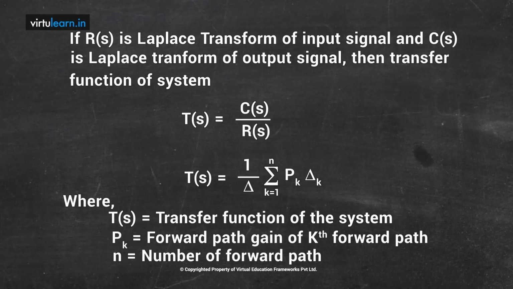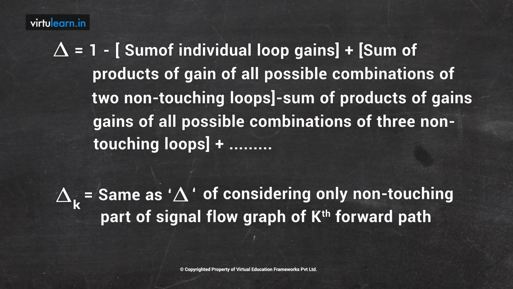So what are these individual terms? Pk stands for the gain product of the kth forward path. In any signal flow graph there can be any number of forward paths. For each forward path we need to find out the path gain, which is Pk. And what is the delta? Delta is called the determinant of the graph, and delta goes like this. Delta is equal to 1 minus sum of gain products of all individual loops.